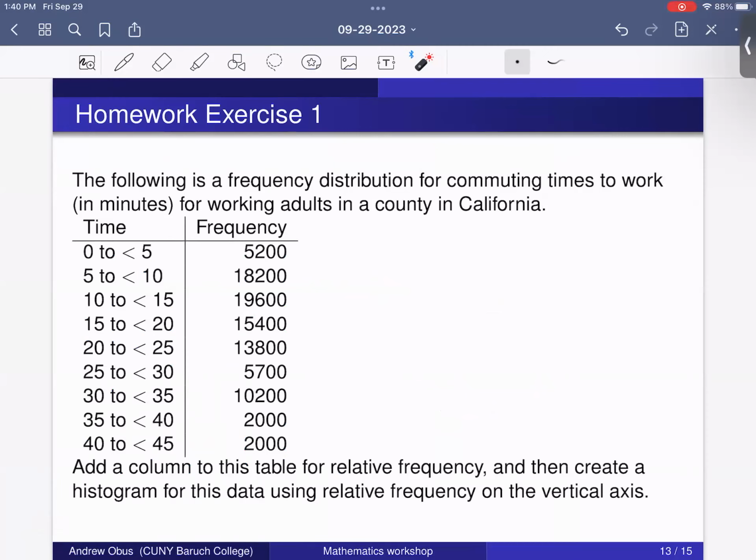The following is a frequency distribution for commuting times to work in minutes for working adults in a county in California. So these are the different amounts of time that it takes people to get to work from home. The question is to add a column to this table for the relative frequency, and then create a histogram for the data using relative frequency on the vertical axis. And this is probably small enough intervals that you can do it by hand if you want.